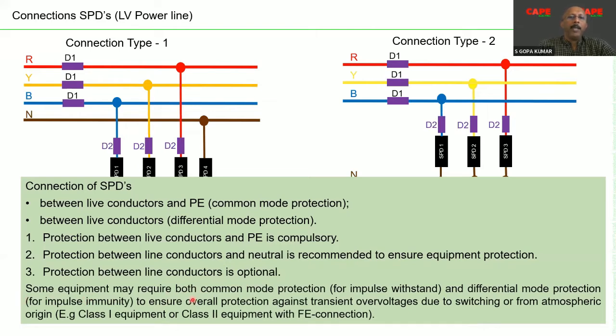Some equipment may require both common mode protection and differential mode protection. Common mode means all the four current carrying conductors with respect to the earth. Differential mode protection means between the lines. Some equipment require both common mode protection and differential mode protection in order to have impulse withstand and impulse immunity.